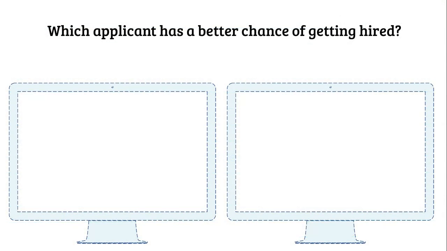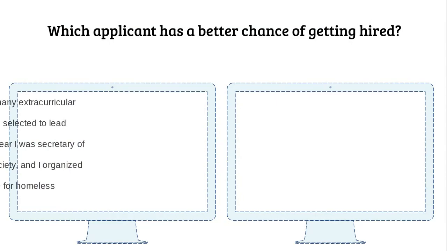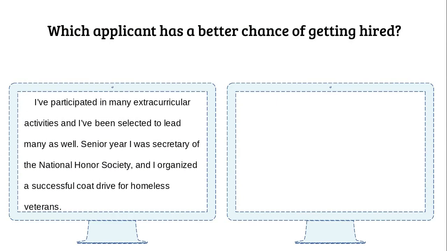Let's say you're applying for a job and you want to impress your future employer by sharing some of your accomplishments in school. The applicant on the left writes this. I've participated in many extracurricular activities and have been selected to lead many as well. Senior year, I was secretary of the National Honor Society, and I organized a successful coat drive for homeless veterans. Sounds pretty good to me.